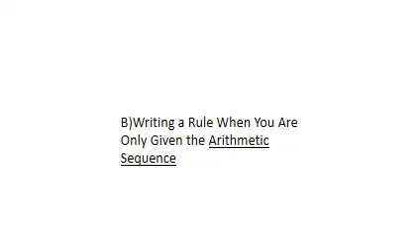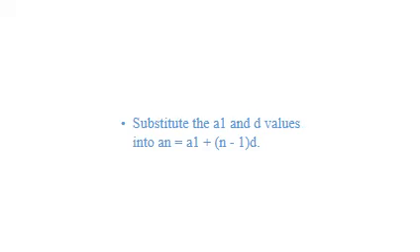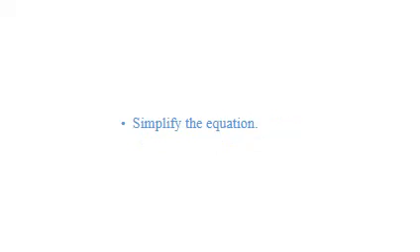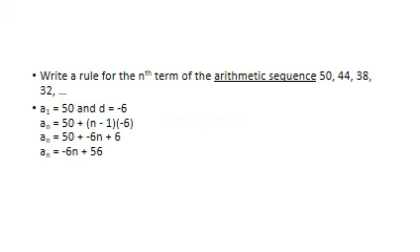Another rule will be writing the rule when we are only given the arithmetic sequence. There we have to determine first A1, which is the first term, and D, the common difference. So we have to substitute A1 and D values in the formula An equals A1 plus n minus 1 D. We're going to simplify the equation.